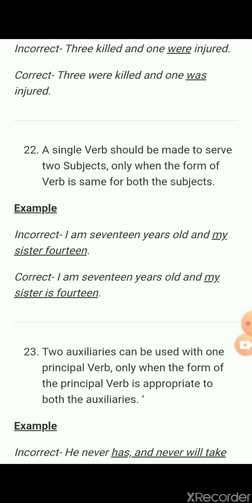Rule number 23. Two auxiliaries can be used with one principal verb only when the form of the principal verb is appropriate to both the auxiliaries. Look at the rule once again. Two auxiliaries can be used with one principal verb only when the form of the principal verb is appropriate, meaning suitable. So we see the example.